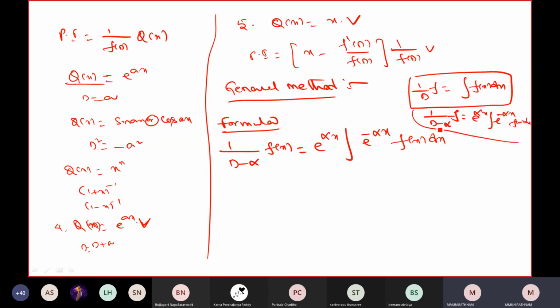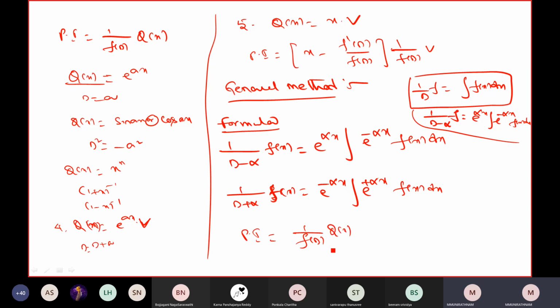In the same way, 1 by d plus alpha into f of x will be e power minus alpha x into the integral of e power plus alpha x into f of x dx. Now, our particular integral, we know, is 1 by f of d into q of x.